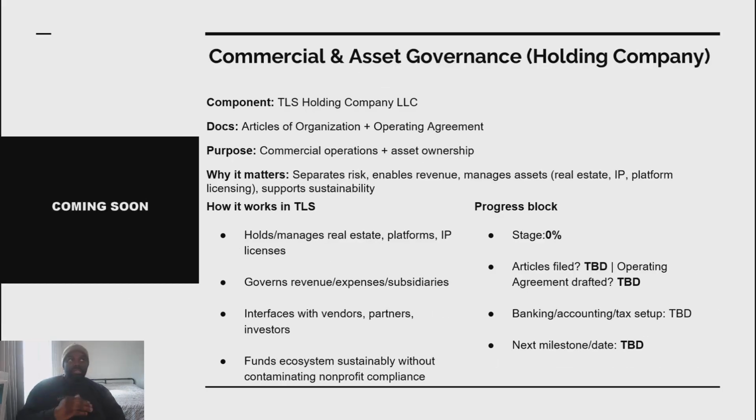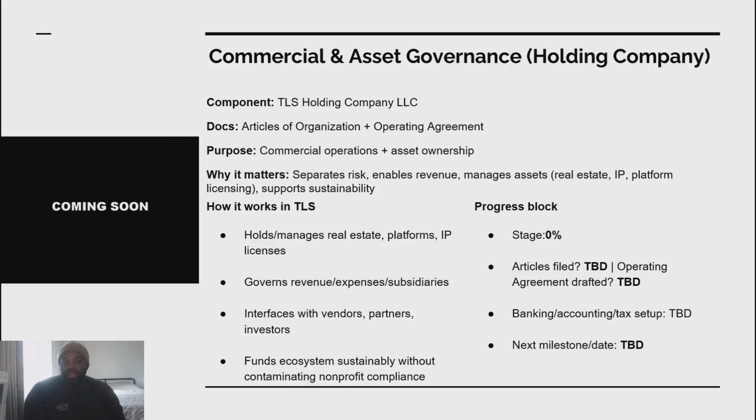All right, so then the next layer is the commercial and asset governance, the holding company. The component is, like I said, the TLS Holding Company LLC. We haven't started this yet. That's going to be down the road. The first three layers, we have already started the processes for. Those are in the works.